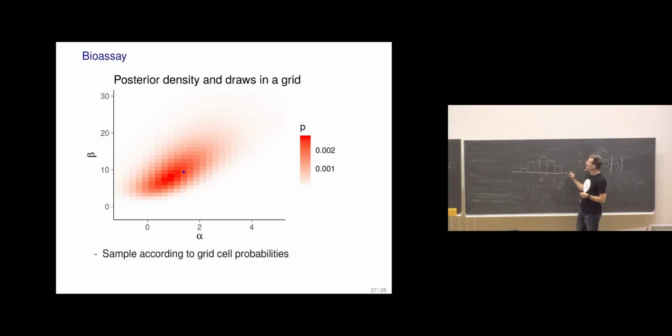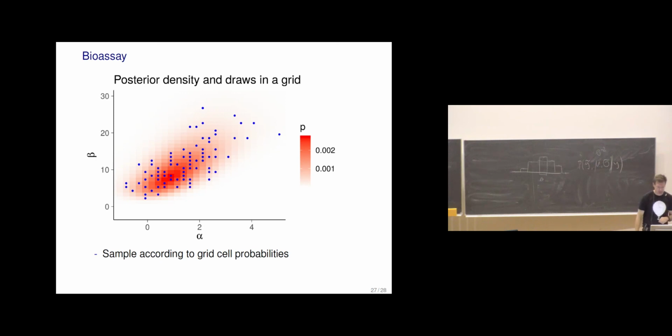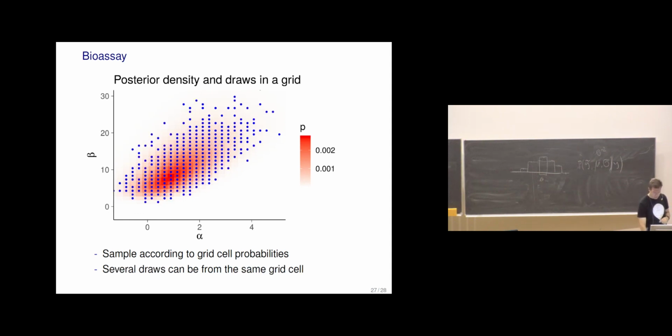And it's just one draw could be then from here, any of these bars, but of course most often we get from here, and then next often here, and so on. So here's 1 point sampled according to these grid cell probabilities. Here's more. We get more draws near where there's high density and less where there's a low density, and even more. Now several draws can be from the same grid cell, and now it starts to get kind of difficult to see the shape anymore.